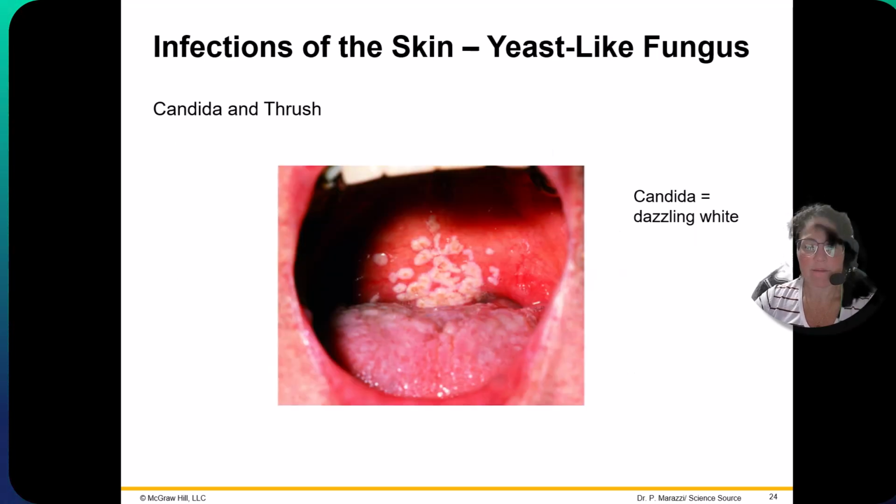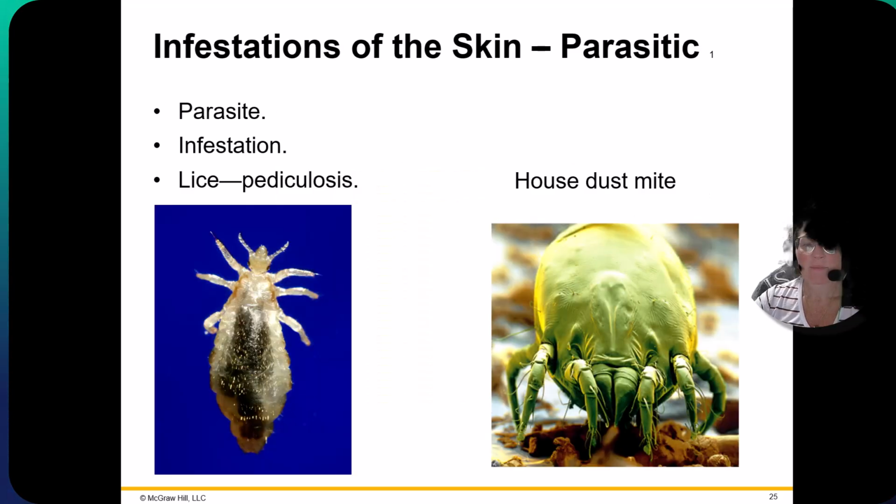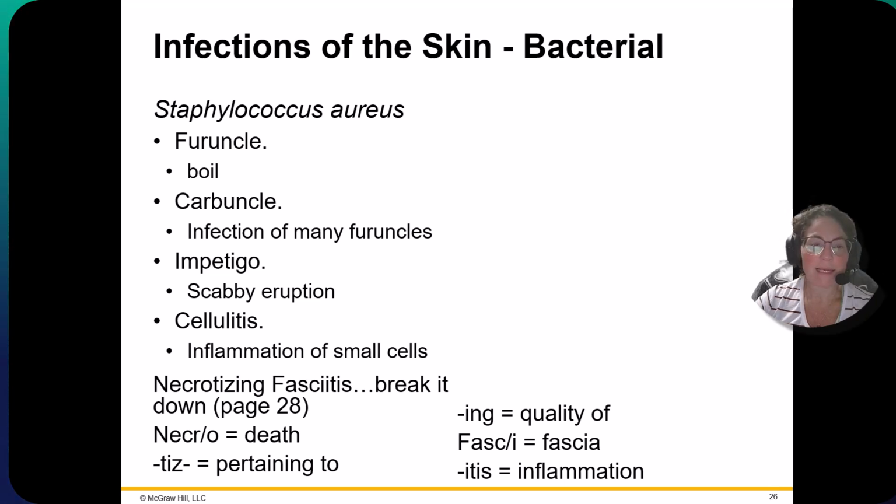Another type of yeast-like fungus is going to be your candida or your thrush. You can see here they've got white patches in the mouth. That's why candida means dazzling white. Parasitic infections. Lice is a parasitic infection, otherwise known as pediculosis. And then a house dust mite is another type of parasitic infection. And then you have bacterial skin infections. Staphylococcus aureus is probably the most common infection of the skin.